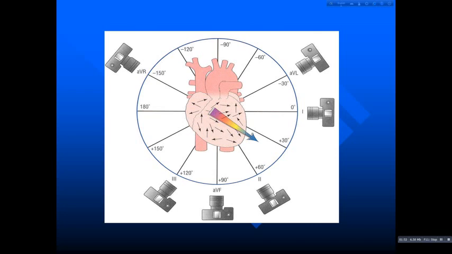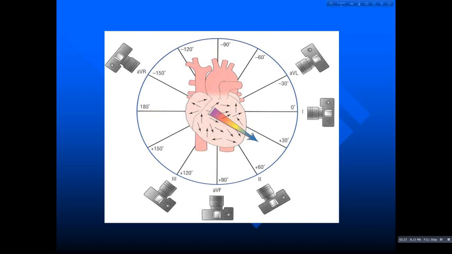The AVR lead is positioned at minus 150 degrees, AVL at minus 30 degrees, lead 1 at 0 degrees, lead 2 at plus 60 degrees, lead 3 at plus 120 degrees, and lead AVF at plus 90 degrees. And it is very important to know that when an impulse moves away from a lead, that particular lead will develop a negative QRS complex.